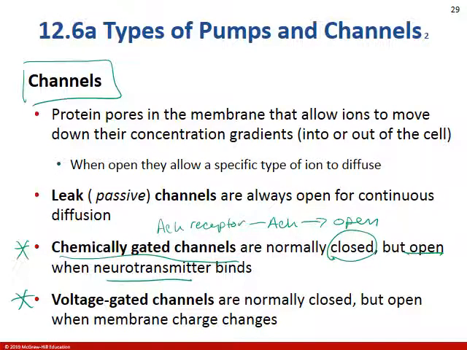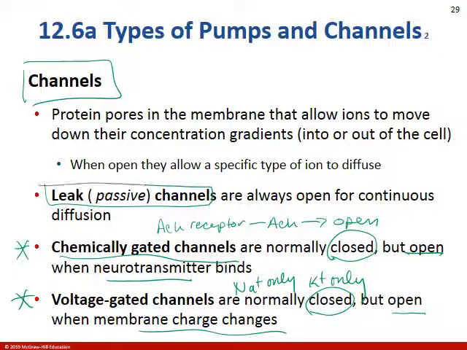For a voltage gated channel, they're normally closed, but they open when the charge changes at the membrane. So this would be the sodium only channel or the potassium only channel that we saw with muscle contraction. There is another channel listed here. There are some leaky channels. They're always open and they just kind of have a continuous diffusion of ions.